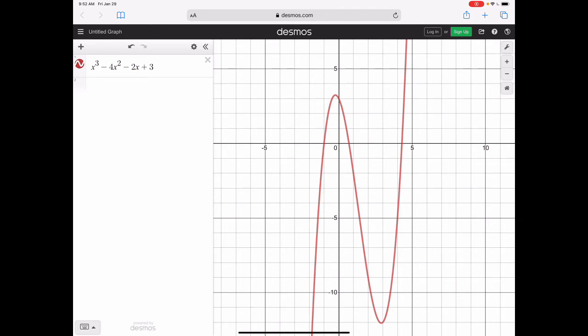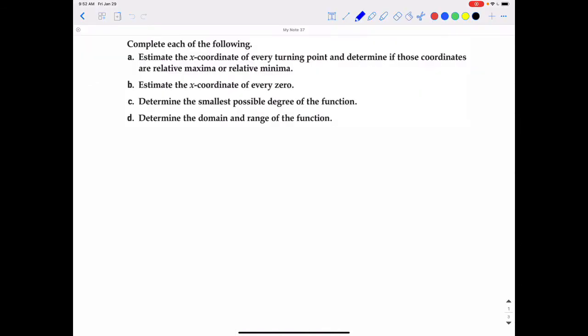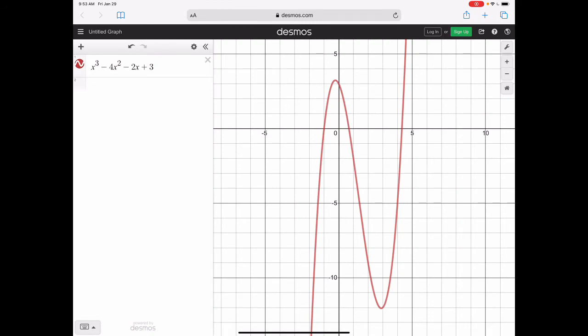So the next question that we're going to answer was, estimate the x-coordinate of every turning point and determine if those coordinates are relative maximums or relative minimums. Desmos is very good about estimating those relative maximums or minimums if you just touch close to those points. You can see when I touch the points that it starts to highlight some very important points. And there's a relative maximum or a high point right there.